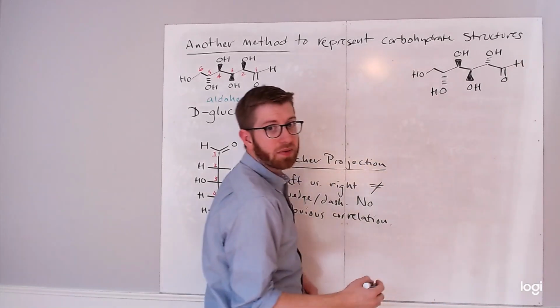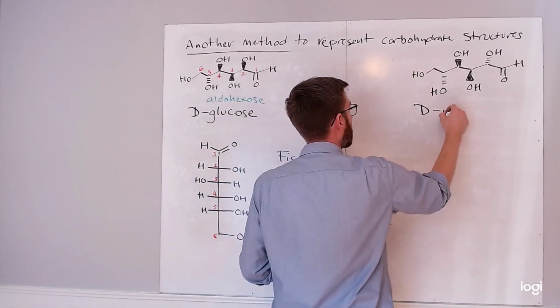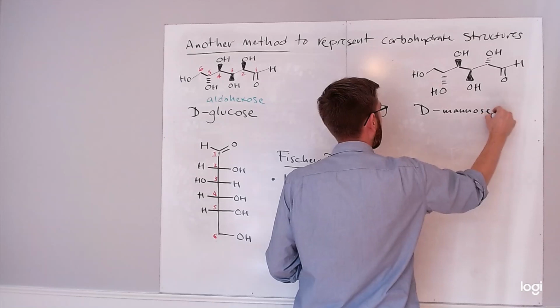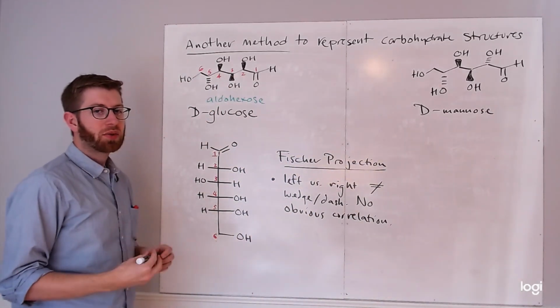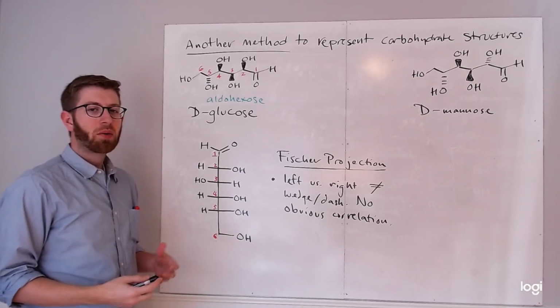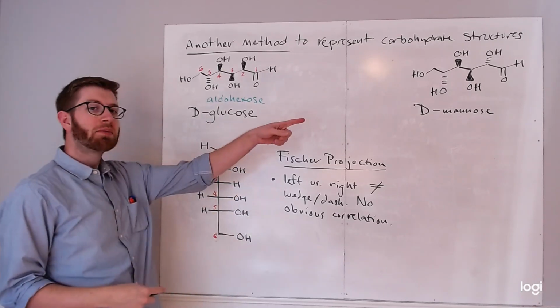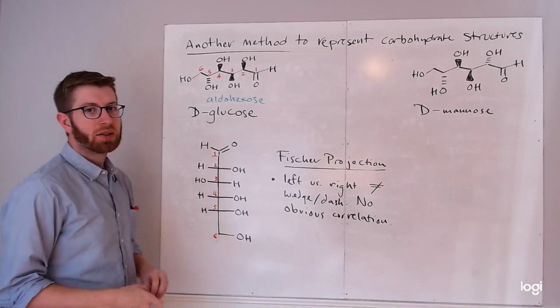That was in the previous video. So this is D-mannose. And what I want to do with D-mannose is actually write the Fischer projection for it, but I want to do that by actually comparing D-mannose's stereochemistry to D-glucose.